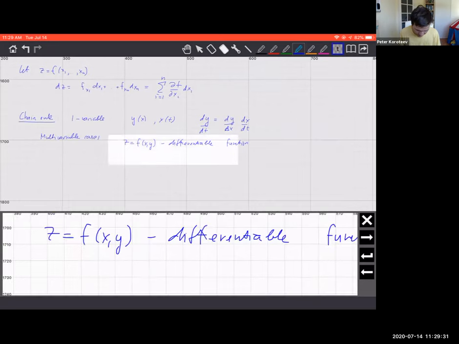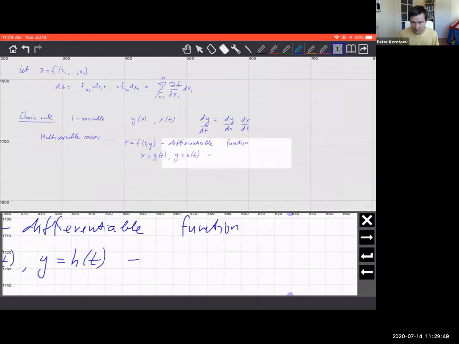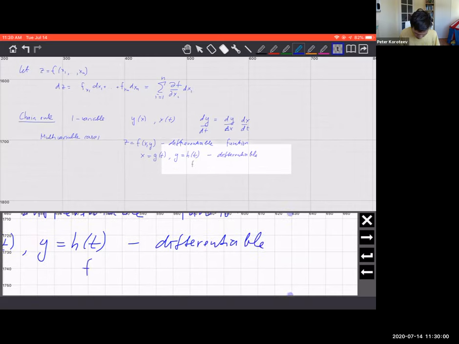And let's define x equal to g of t, and y is equal to h of t. And so now both x and y are differentiable functions of a new parameter t.